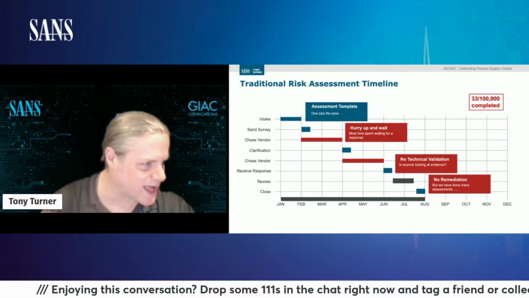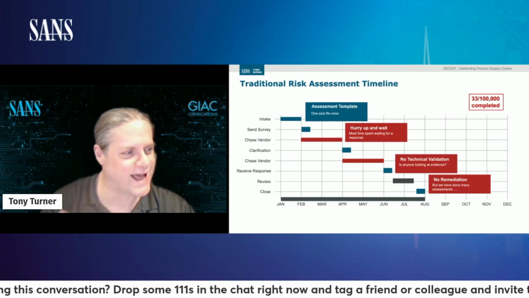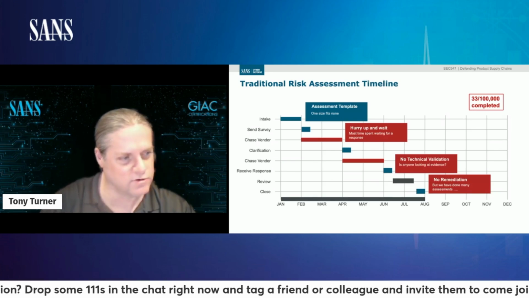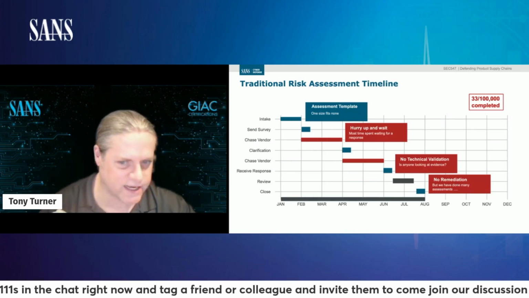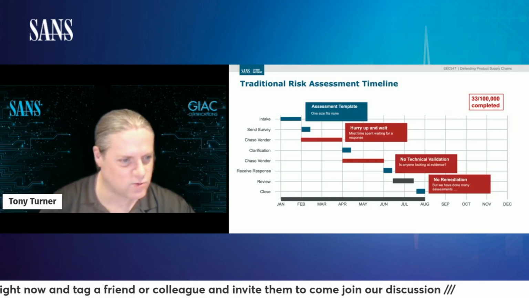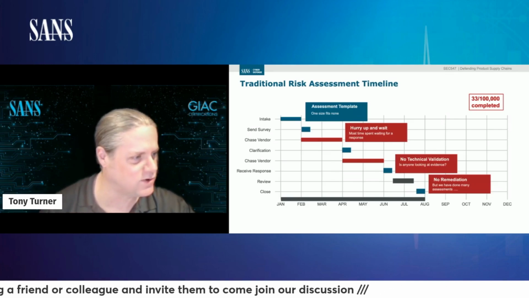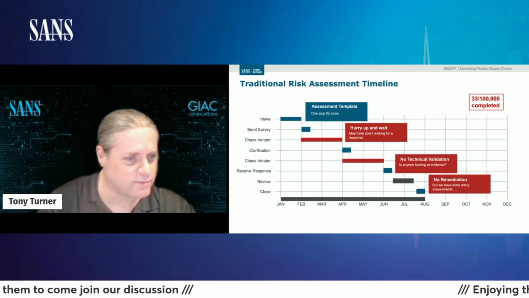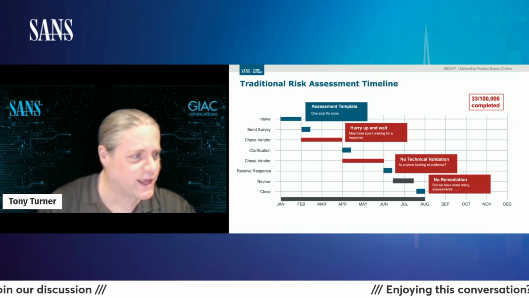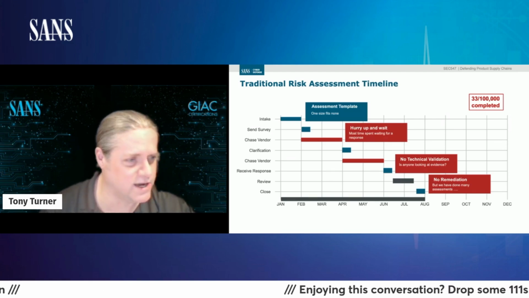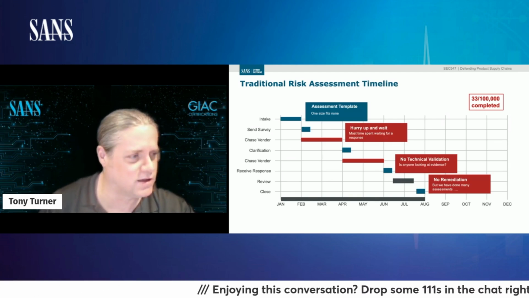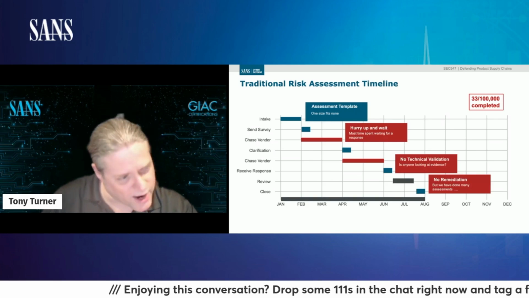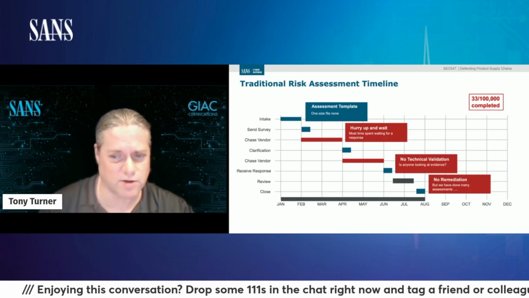They're doing lots of assessments, but they're not generating any value. They're not buying down any risk in their process. They're not doing any technical validation. They're not doing any evaluation of that evidence that comes back. You may not even be asking for evidence. You may be asking yes/no questions and not getting any kind of clarity at all on what they're actually doing to meet your security requirements.